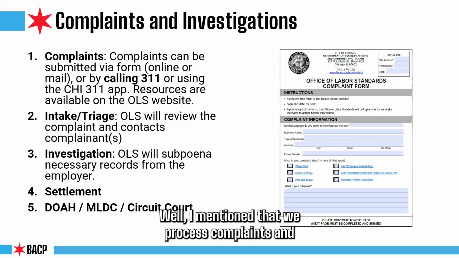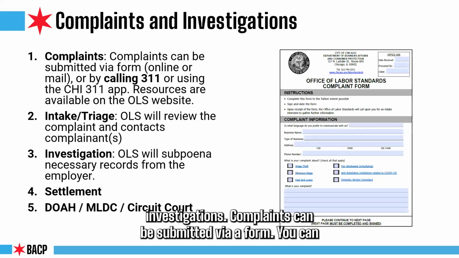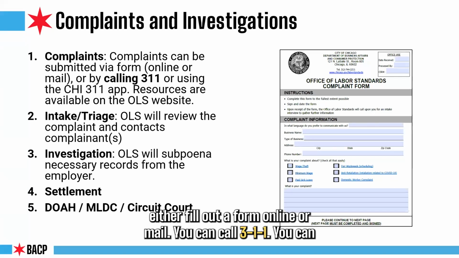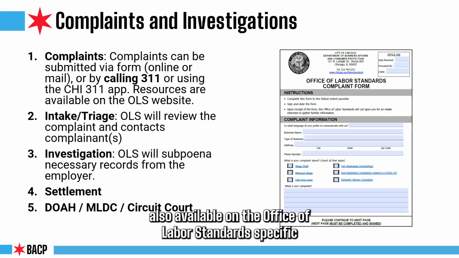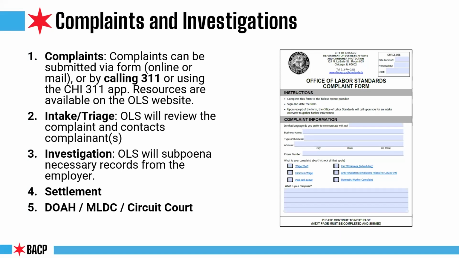So I mentioned that we process complaints and investigations. Complaints can be submitted via form. You can either fill out a form online or mail. You can call 311. You can use the city's mobile app, CHI 311. All of these resources are also available on the Office of Labor Standards specific website.